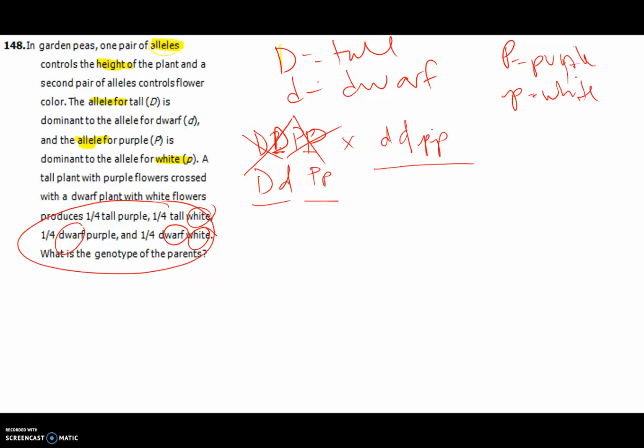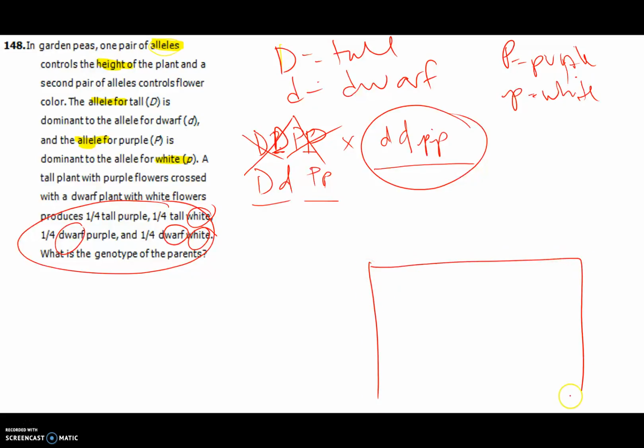Now the second parent, the problem tells you that they're dwarf with white flowers. Well, the only way you can be dwarf with white flowers would be to be homozygous recessive for both traits. So for this problem, I didn't need to do a Punnett square, but I could if I wanted to double check. So if I want to double check that I'm right, we set up our dihybrid cross with 16 boxes.